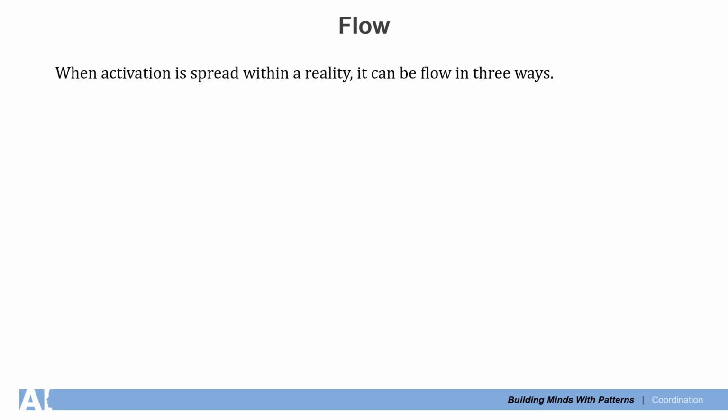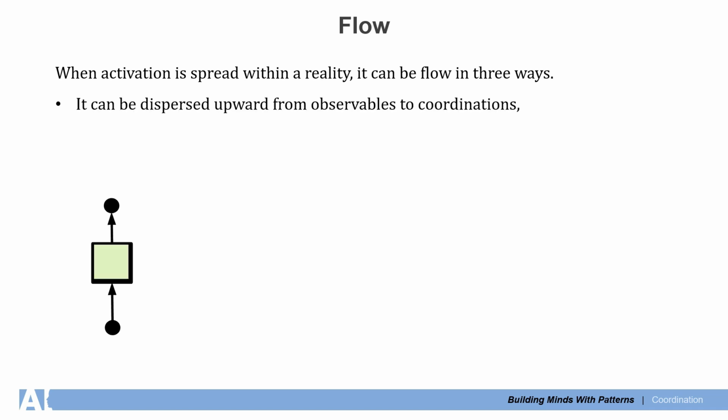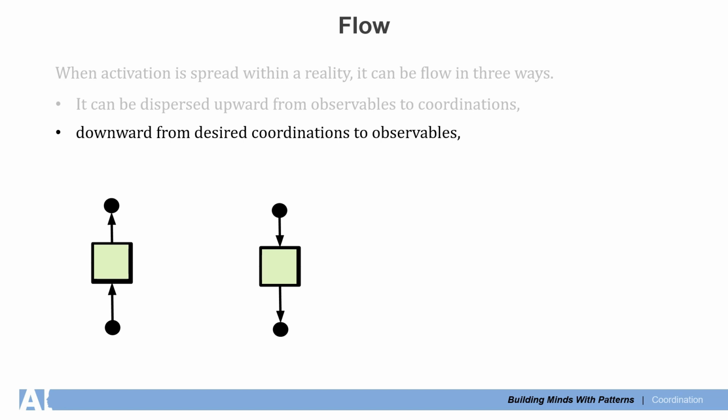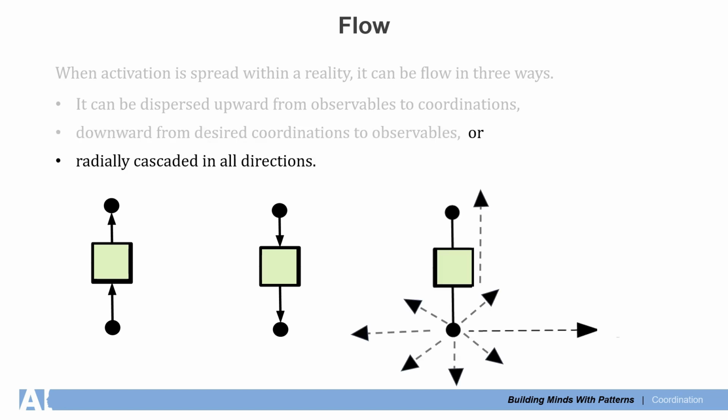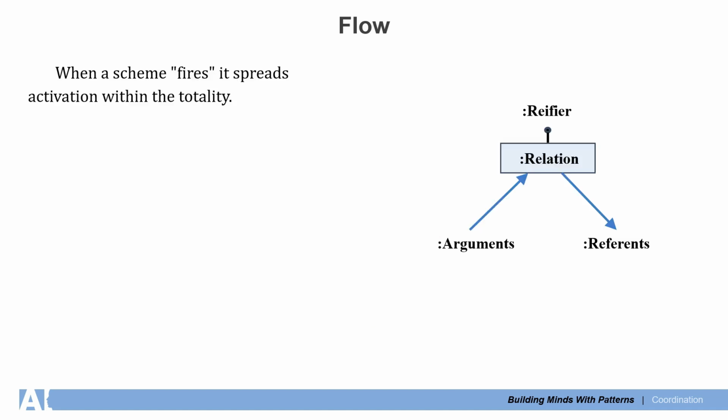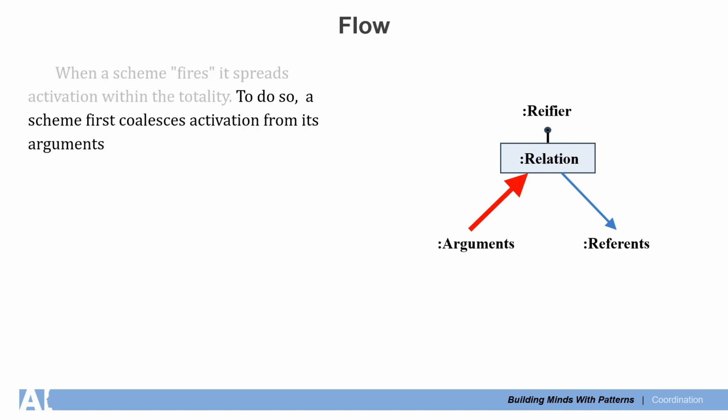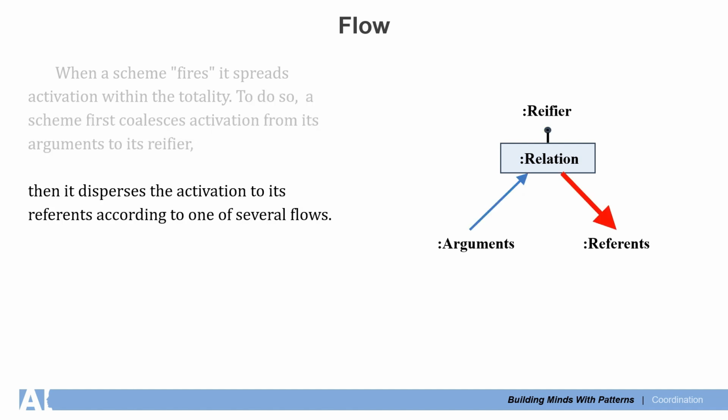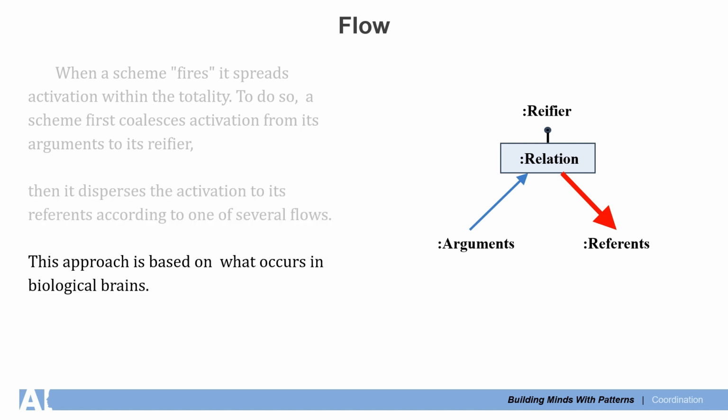When activation is spread within a reality, it can flow in three ways. It can be dispersed upward from observables to coordinations, downward from desired coordinations to observables, or radially cascaded in all directions. When a scheme fires, it spreads activation within the totality. To do so, a scheme first coalesces activation from its arguments to its reifier. Then it disperses the activation to its reference according to one of several flows. This approach is based on what occurs in biological brains.